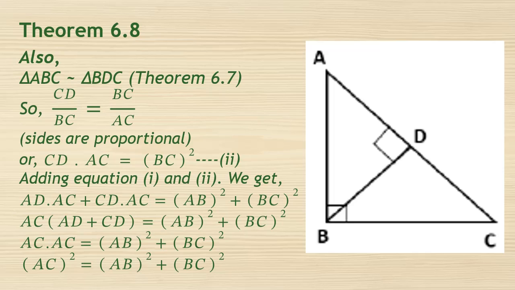Equation number 2. So when we add equation number 1 and 2, what do we get? AD into AC plus CD into AC equals AB square plus BC square. Taking out common AC from LHS, what is left is AD plus CD. But AD plus CD according to our figure forms AC, right? So ultimately we get AC square equals AB square plus BC square. That's Pythagoras theorem.